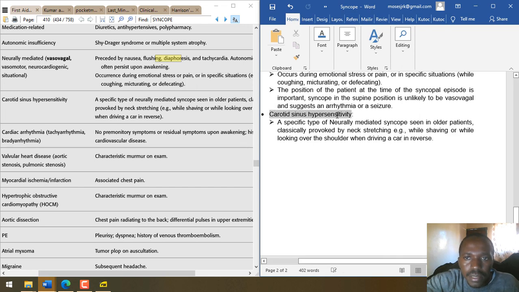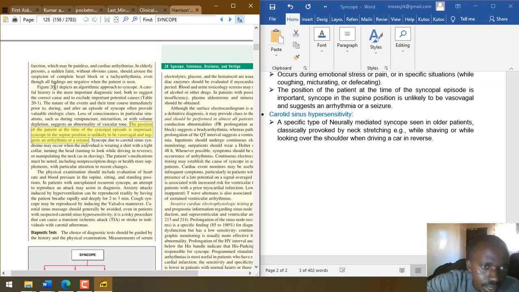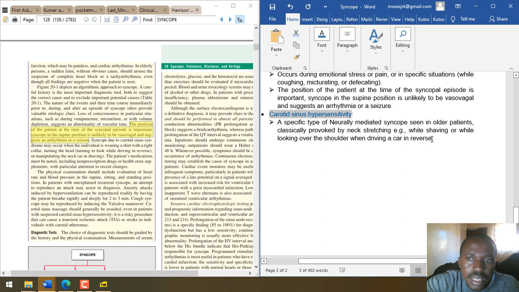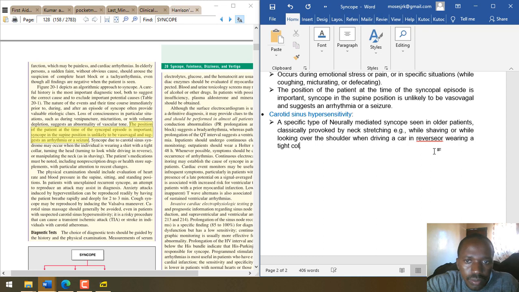Carotid hypersensitivity. So let's see what they're saying. Syncope due to carotid sinus syndrome may occur when an individual is wearing a shirt with a tight collar. That's why you undo the tie when someone faints. So, while shaving or wearing a tight collar shirt. As we can see, this is also referred to as carotid sinus syndrome, so you can put that in brackets.